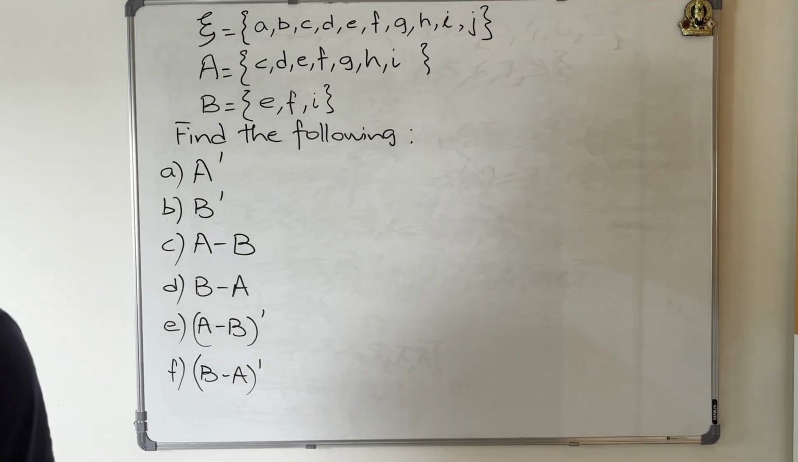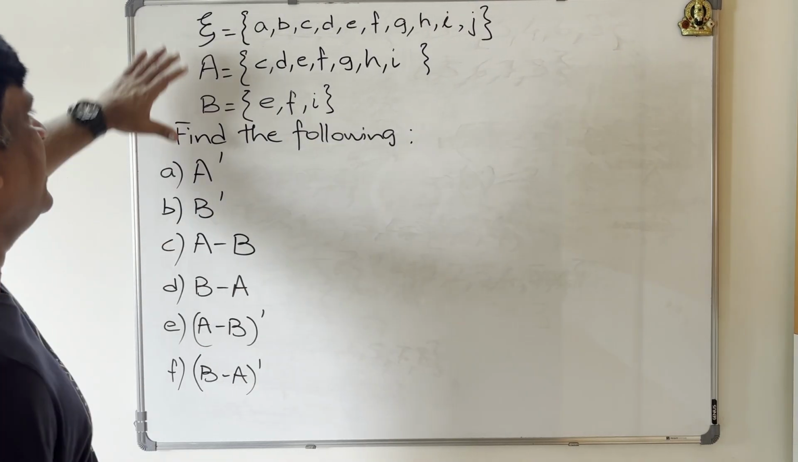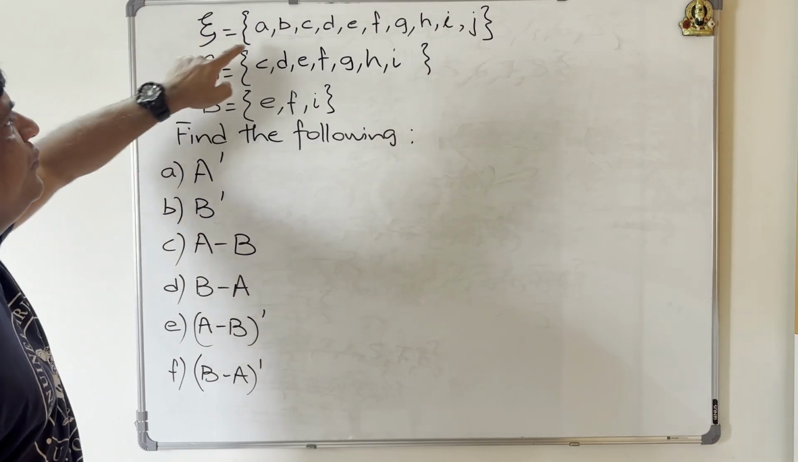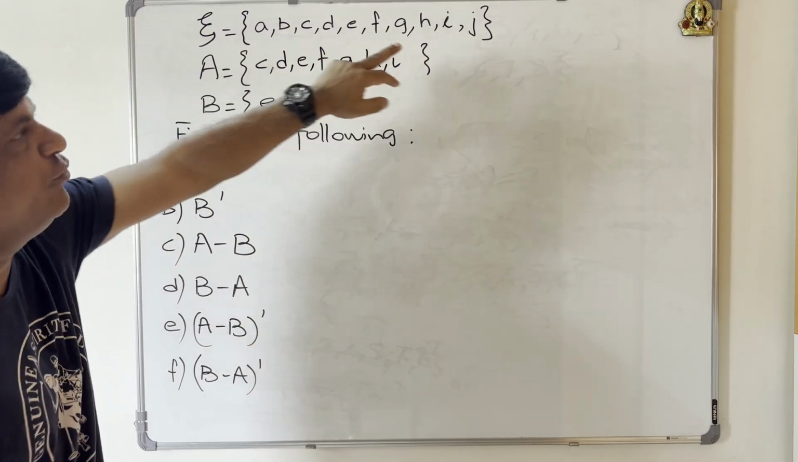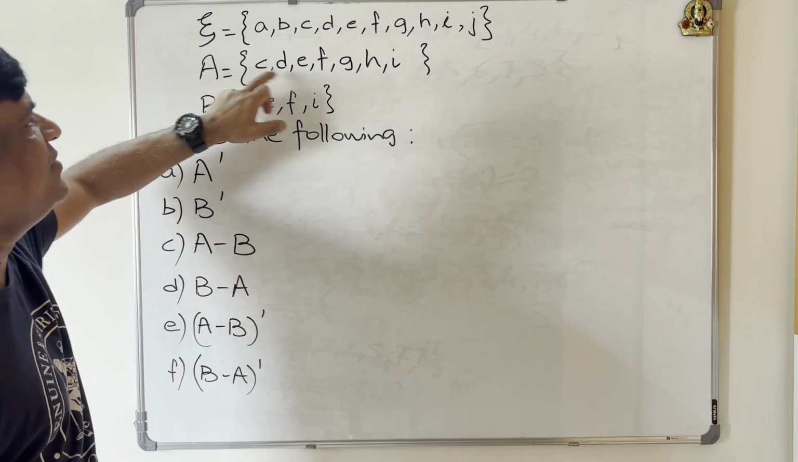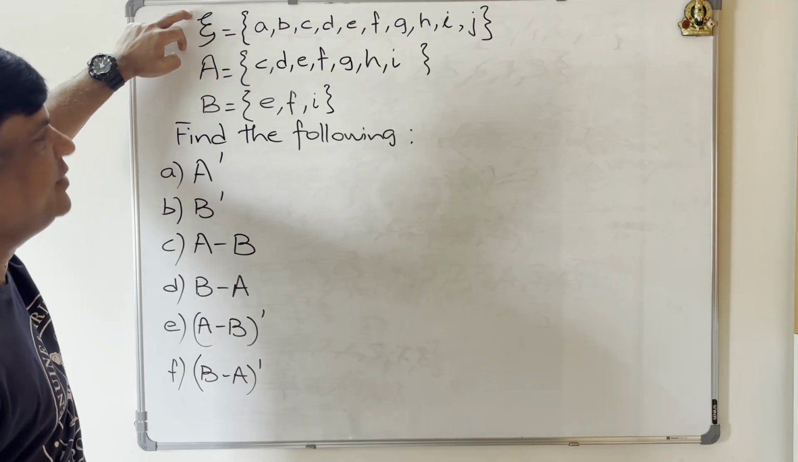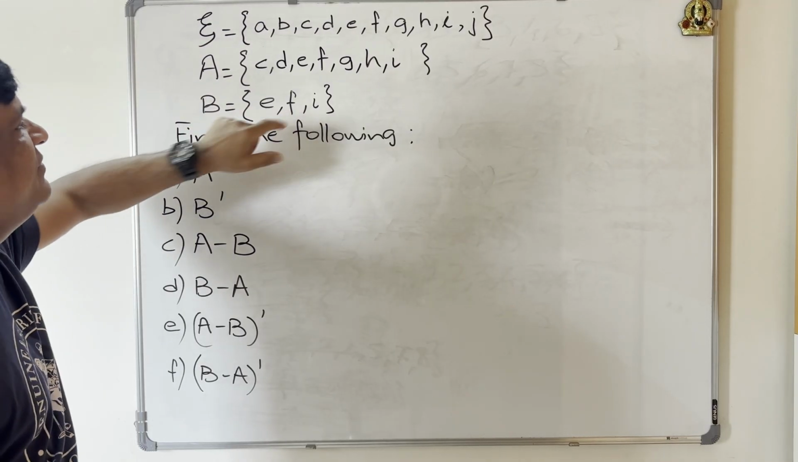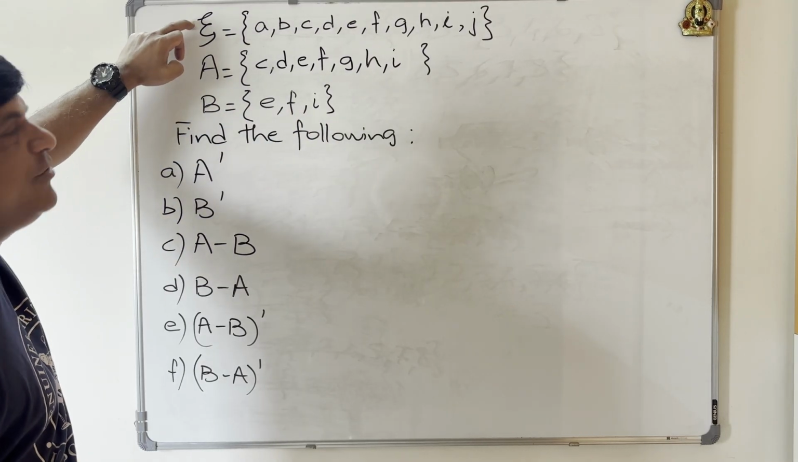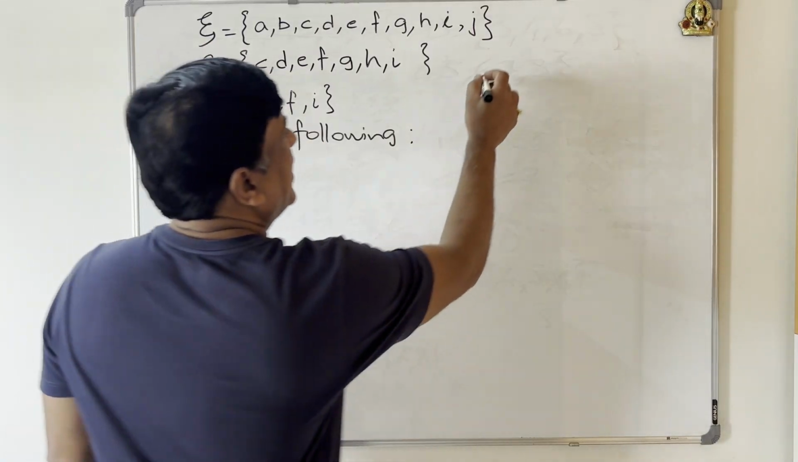Let's look at another example. Similar kind of one, right? Again, the same kind of one. You have a universe with all those elements A through J. You have A with these elements. A will always be a subset of the universe, and B has these three elements. Again, B is a subset of the universe. So you can always write it like this.